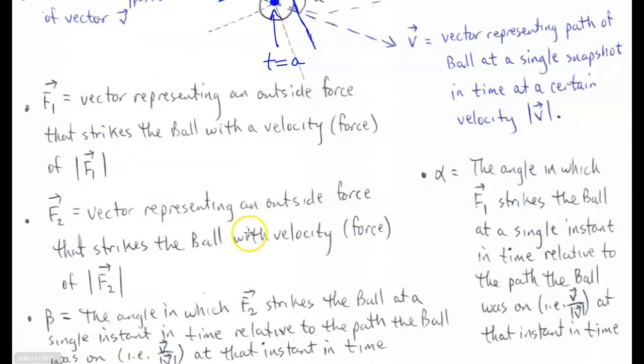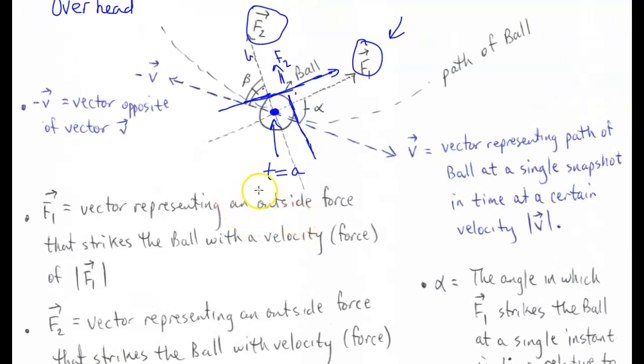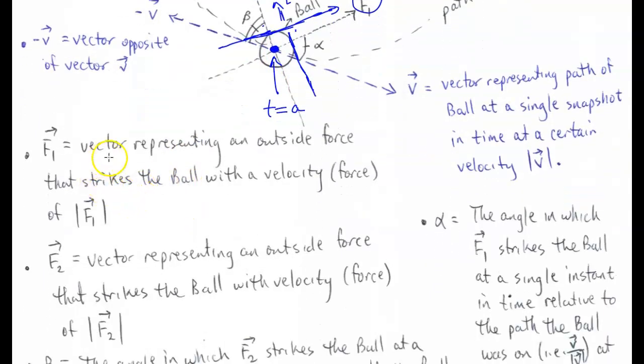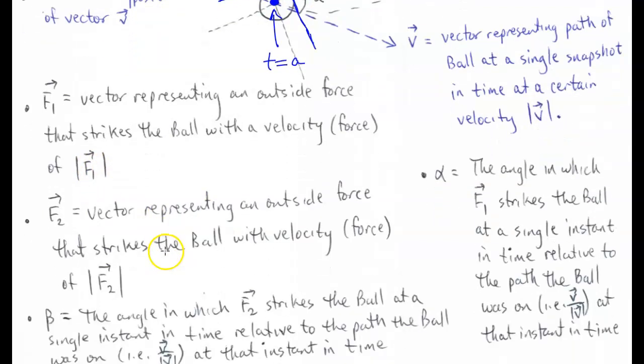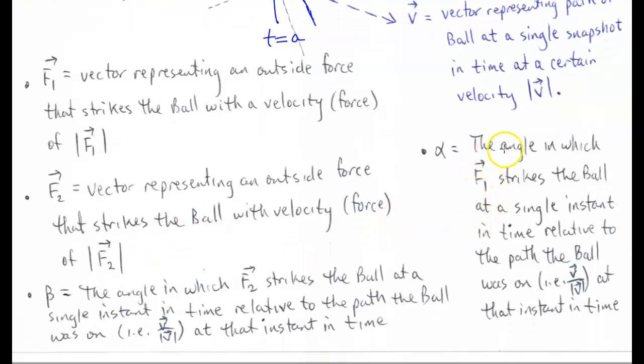All right, so just to summarize before we move on here, of course we have this ball, and forces F1 and F2 are acting on it. The force F1 is a vector representing an outside force that strikes the ball with some velocity, and we're going to call that the magnitude of F1. F2, same thing, but it's going to strike it in a different place. Alpha is going to be the angle at which F1 strikes the ball at a single instant in time relative to the path of the ball or the direction of the ball.